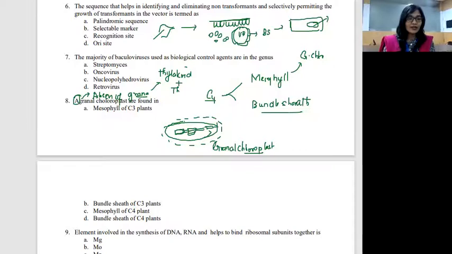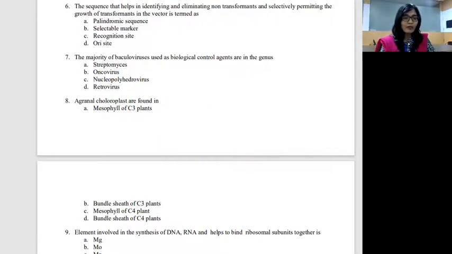So where is the agranal chloroplast present? They are in the bundle sheath of C4 plants or C3 plants. Can you just tell me? Yes, it is going to be, we can say it's option B, right? It's option B. Okay, next.